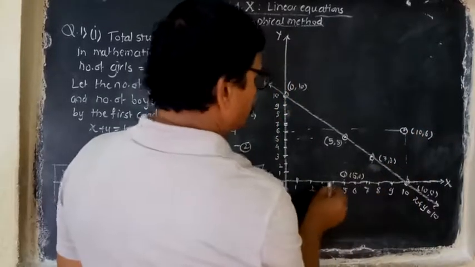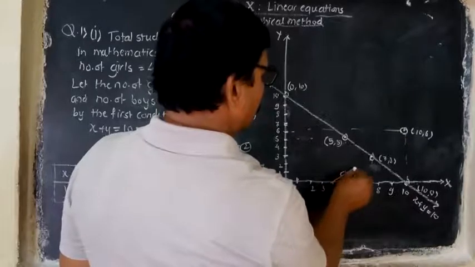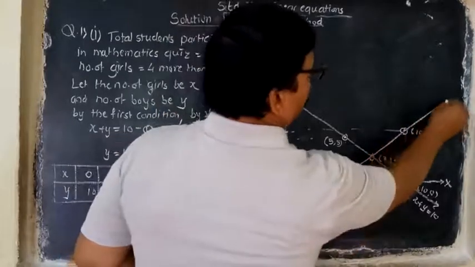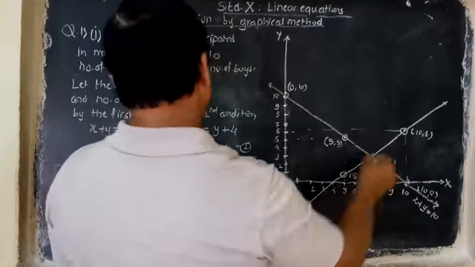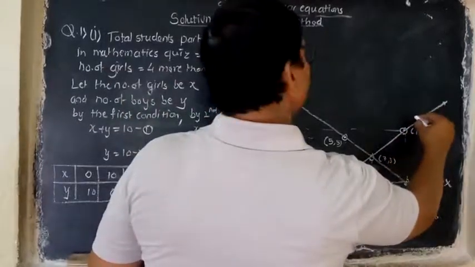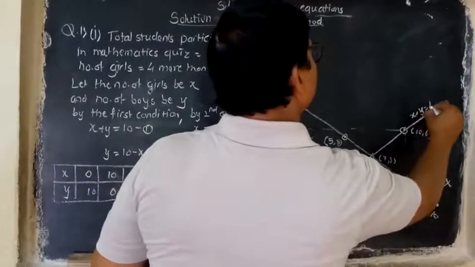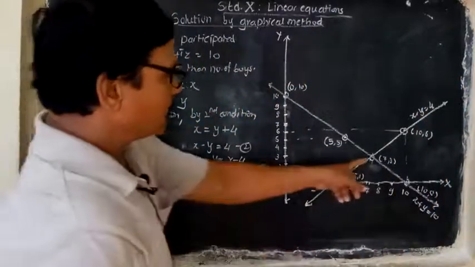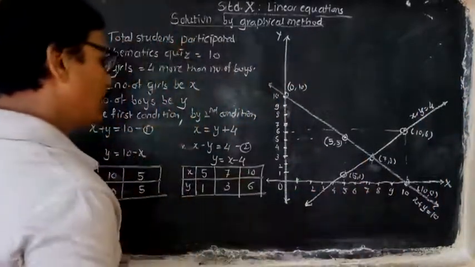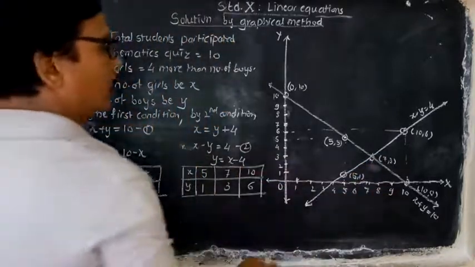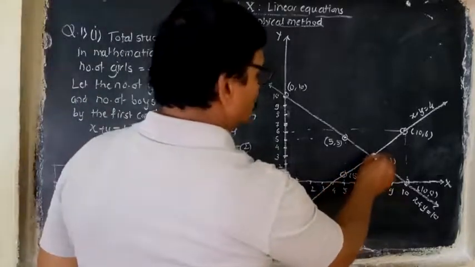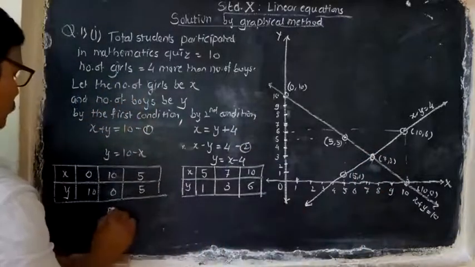Now if we draw this graph, it is like this. This line is x minus y is equal to 4. Now both lines intersect at (7, 3). Look at it carefully: (7, 3). Therefore this is our required solution from the graph.